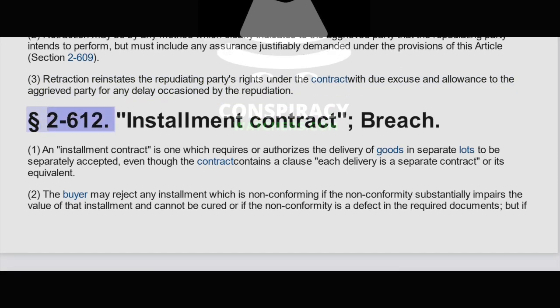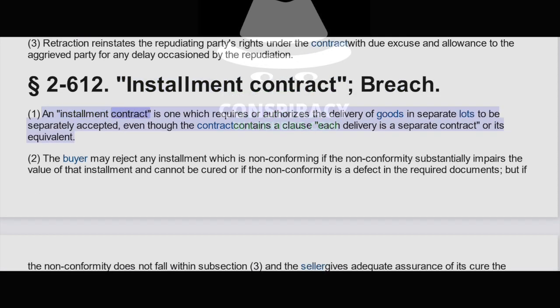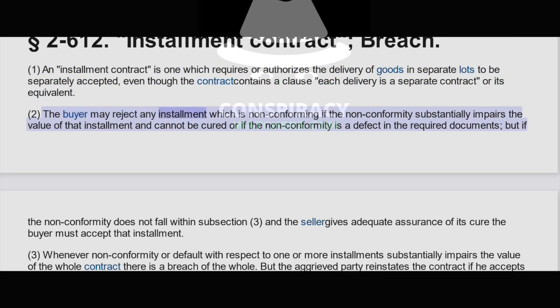Section 2-612. Installment contract. Breach. An installment contract is one which requires or authorizes the delivery of goods in separate lots to be separately accepted, even though the contract contains a clause that each delivery is a separate contract or its equivalent. The buyer may reject any installment which is nonconforming if the nonconformity substantially impairs the value of that installment and cannot be cured, or if the nonconformity is a defect in the required documents.